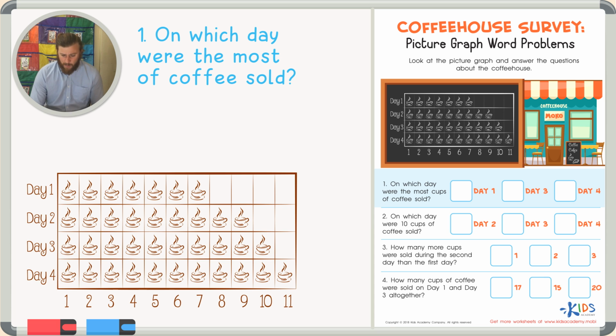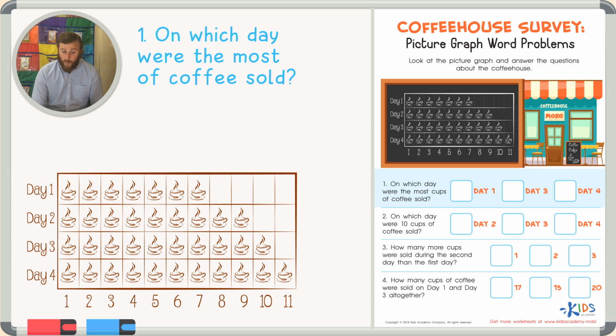Okay, so again we have day 1, 2, 3, and 4. So let's look. On day 1, I remember we said there were 7 cups sold. On day 2, there was more. There were 9 cups sold. We can trace that to 9. On day 3, there was even more. There were 10 cups sold. But on day 4, there was the most. On day 4, there were 11 cups sold.